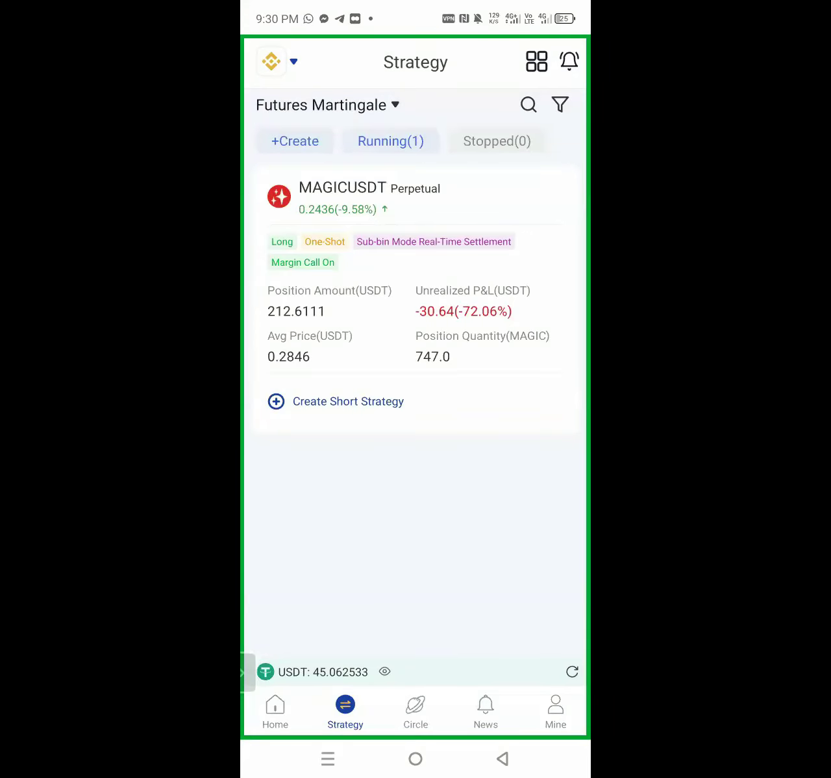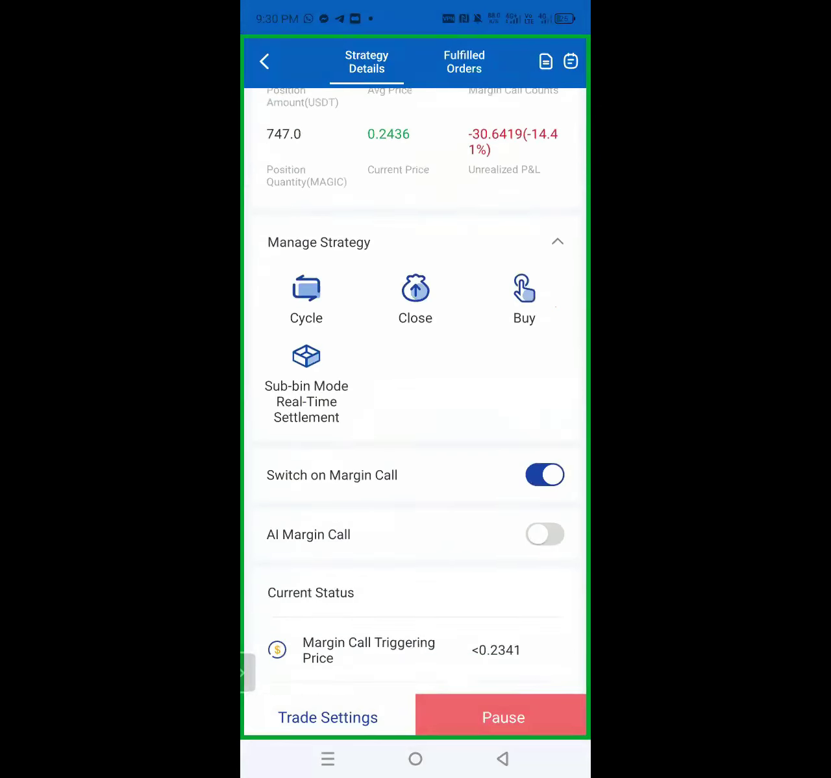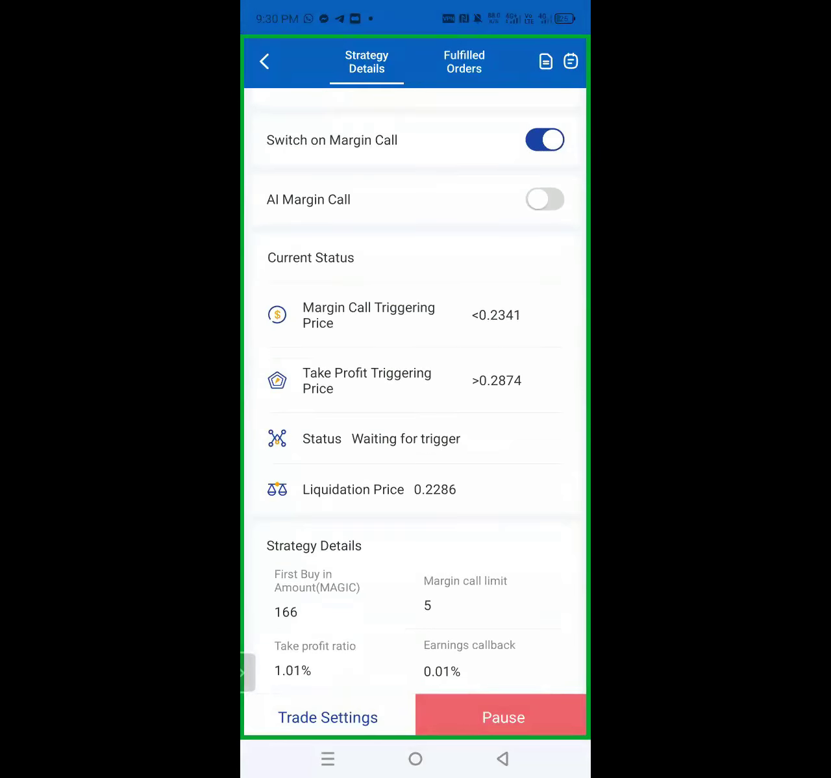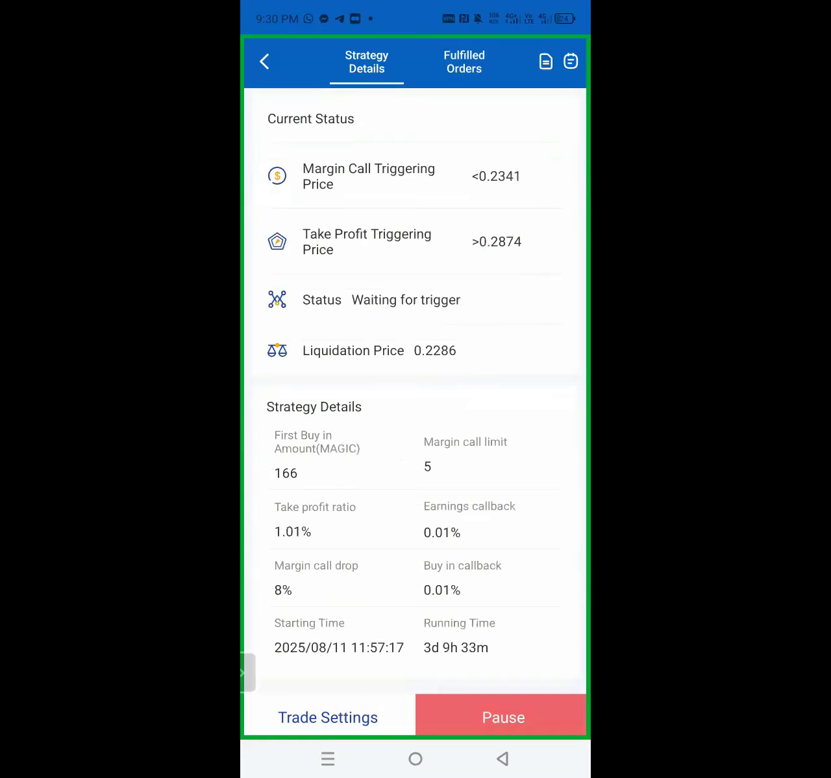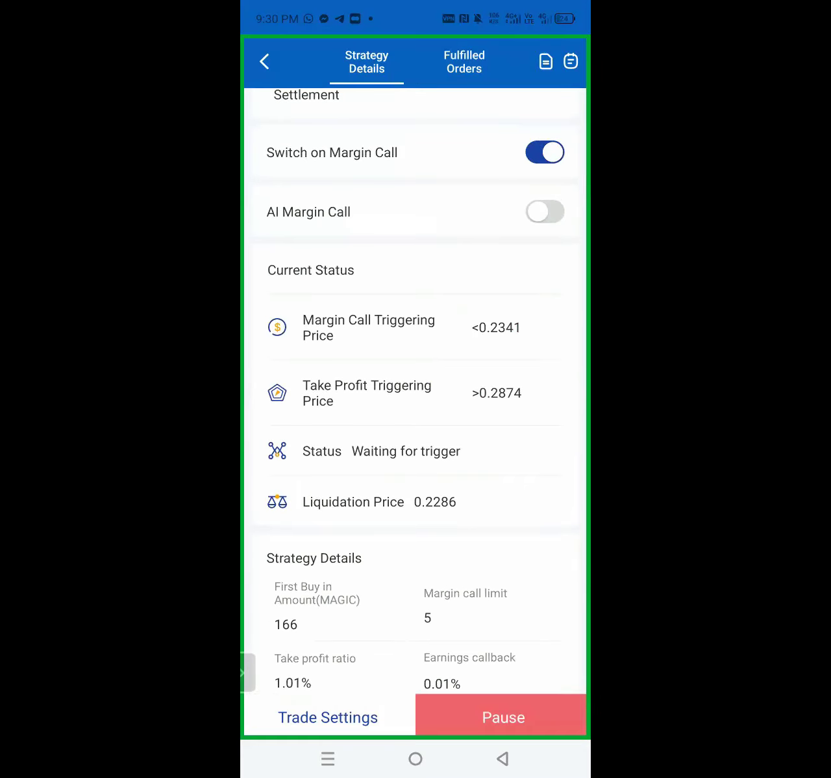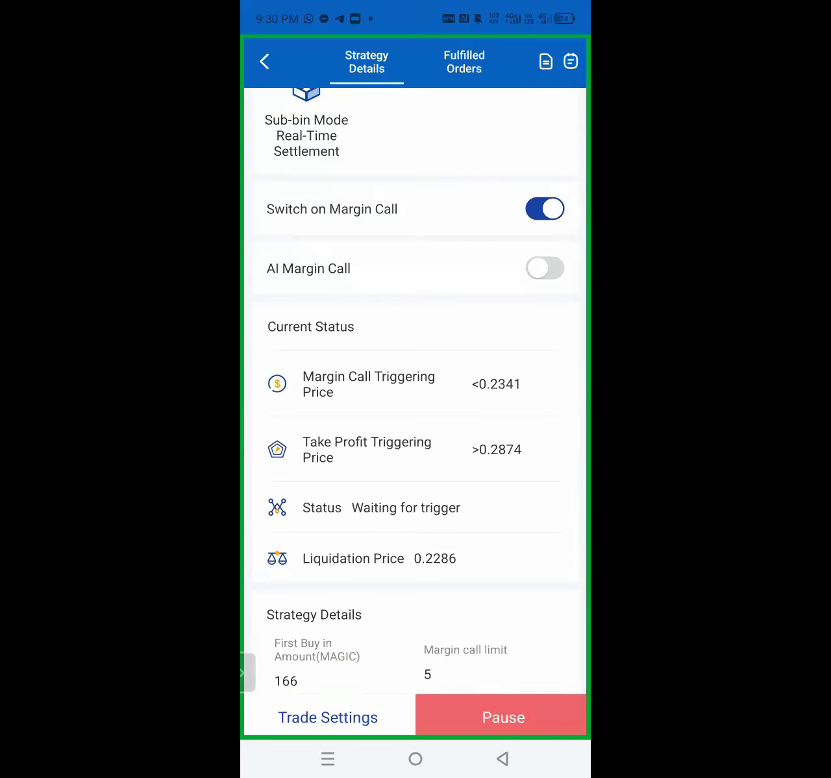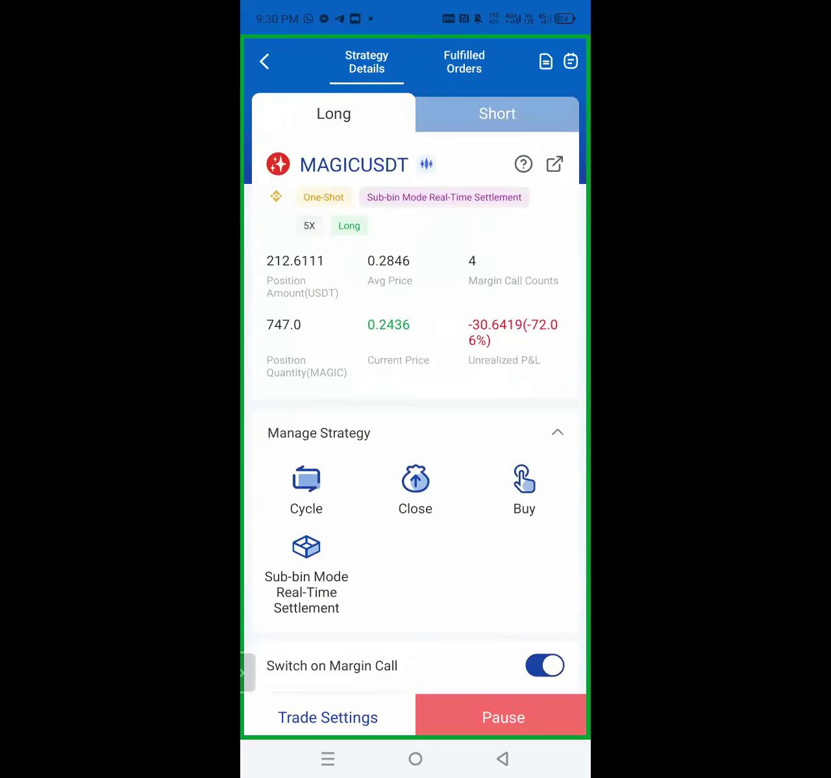So you can see my liquidation price has been extended. It was not this 0.22. As it was buying margin call, buy margin 1, buy margin 2, buy margin 3, it was still extending my liquidation. So that is why the dip that happened today did not get to my 0.22 liquidation price, because as my robot was buying margin calls, my liquidation price was still extending.